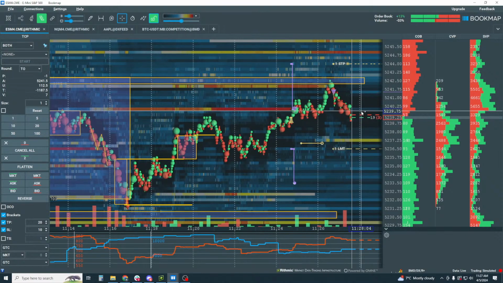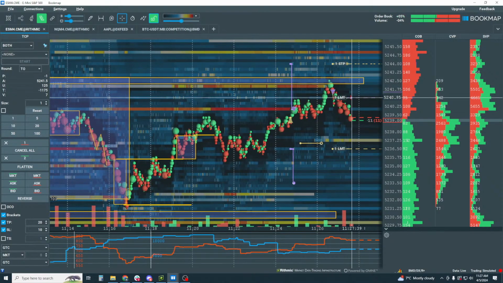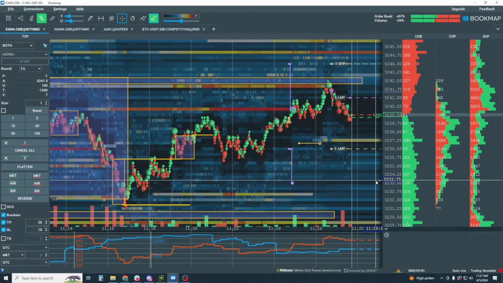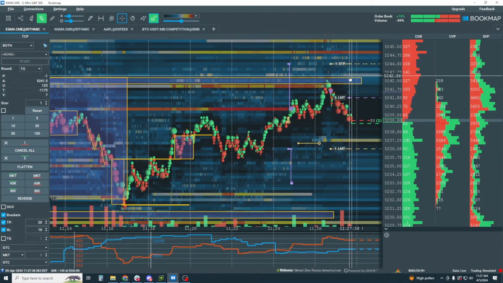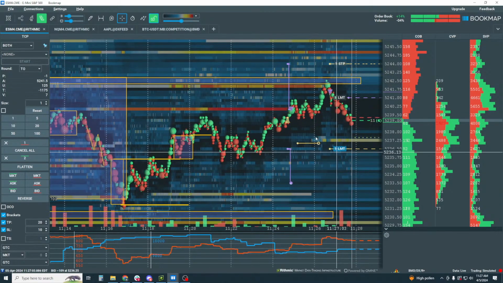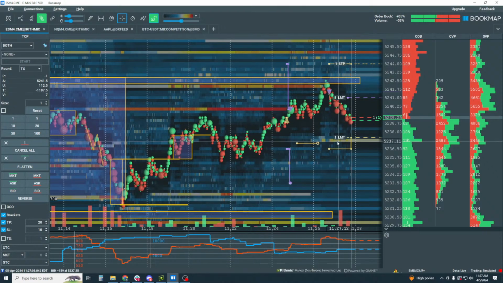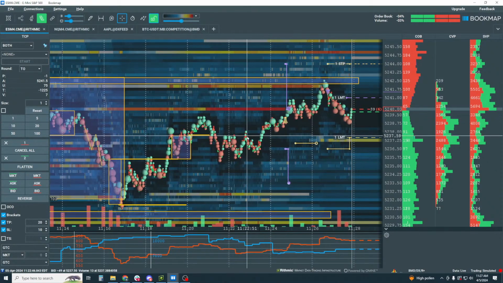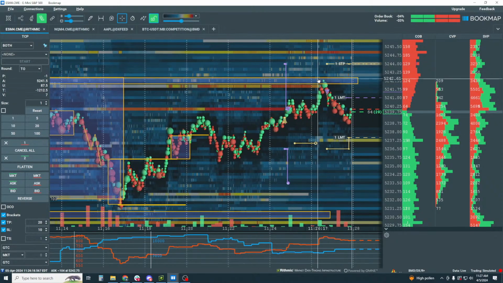I would love to get another pullback to maybe here, and then I would take some off here. It's not a bad idea in front of this liquidity, and this is where they broke out from in this little level here. So that's the idea.